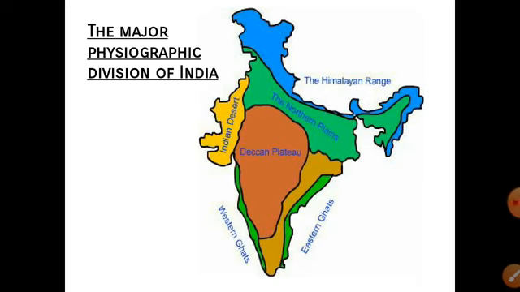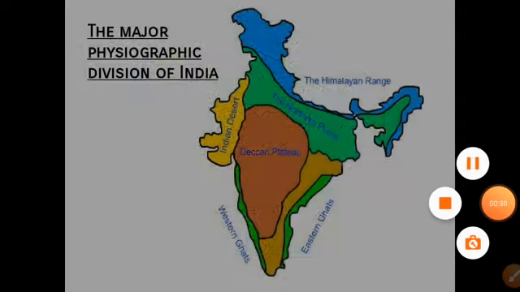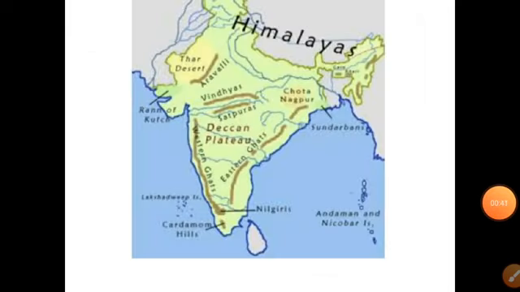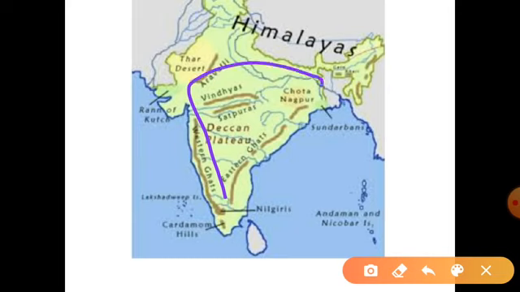In the topic Major Physiographic Divisions of India, we learned the Himalayas, the Great Northern Plains, the Peninsular Plateau, the Indian Desert. See this map to recall the points. This is the actual location of Peninsular Plateau.